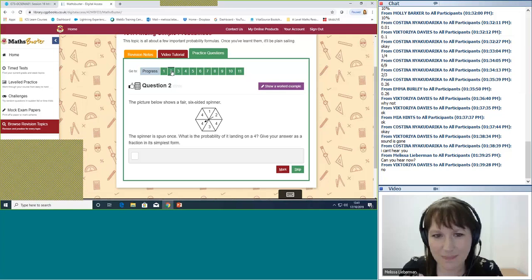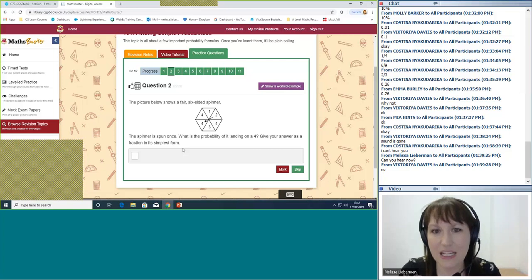So we've got a picture here of a fair six-sided spinner. And we're told that the spinner is spun once. What is the probability of it landing on a 4? Give your answer as a fraction in its simplest form. So when it says that, you have to write it in the way you're told to in the question. You can't write it as a percentage, you can't write it as a fraction that hasn't been cancelled. You have to write it as a fraction in its simplest form. So, answers in the chat box, please.